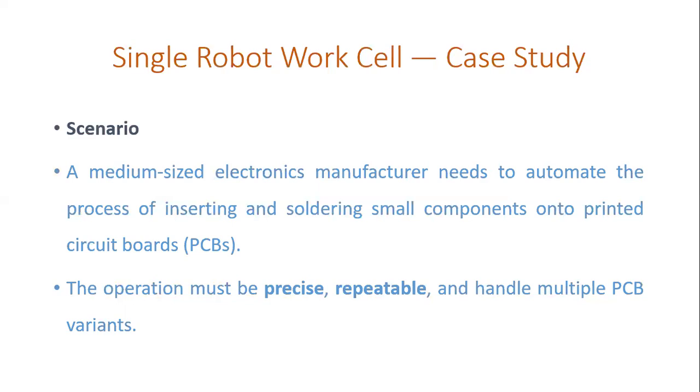Now let us go with the case study. The first one we are going to discuss is the case study of single robot work cell layout. This is the problem scenario that is given here. Let us consider a medium-sized electronic manufacturer. Their primary requirement is to automate the PCB assembly process with the help of pick and place type arm robot assembly. All the operations must be highly precise, well sequenced, and repeatable in nature in order to handle multiple PCB variants.